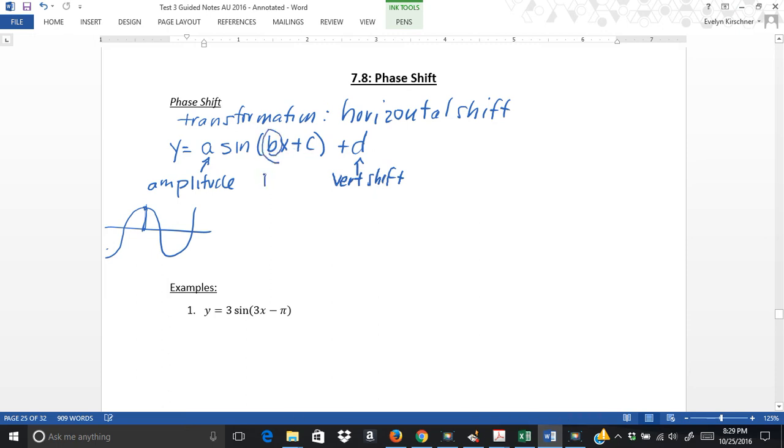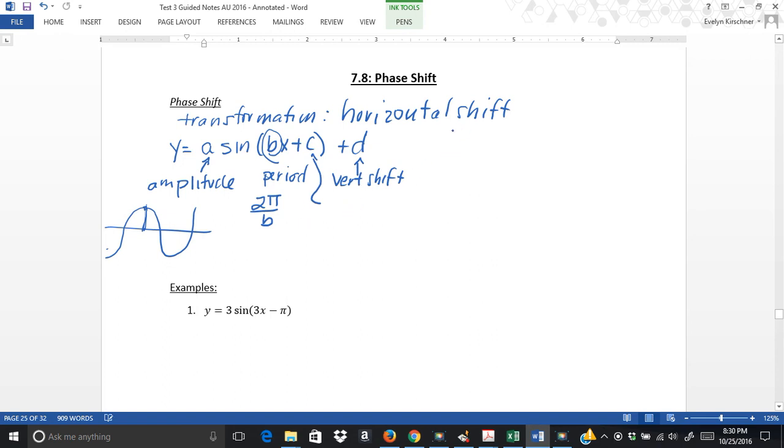B helps us with the period, right? That's a horizontal compression, and we say that 2 pi over b tells us what the period is. And C is involved in the phase shift. But because I have a b there, it's not quite that.